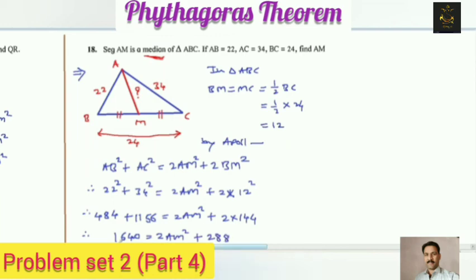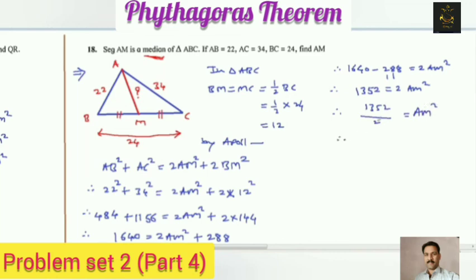So take that 288 to this side. What will we get here? 1640 minus 288 is equal to twice of AM square. So the subtraction is what? This is 2, carry 1. 14 minus 9, 5, again carry 1. So 6 minus 3, 3, and this is as it is. This is twice of AM square. Take this 2 to this side. What will we get here now? 1352 upon 2. So this is AM square.